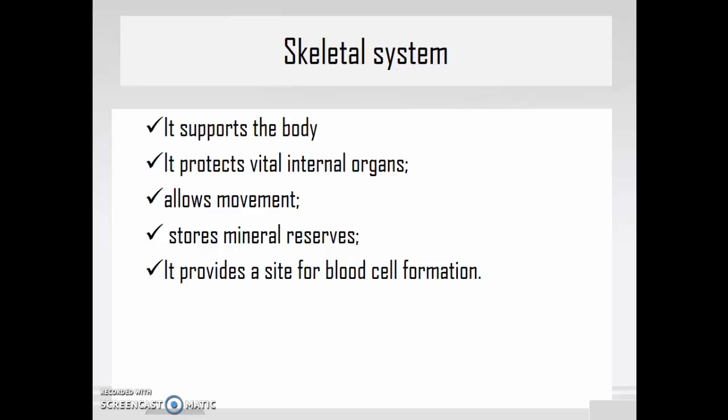It protects vital internal organs. Here they are talking about the skull, which is there to protect the brain, and the rib cage, which is there to protect the lungs. It allows movement by interacting with the muscular system. It stores mineral reserves, and it provides a site for blood cell formation. Here they're talking about bone marrow. We are going to learn about it in detail in our upcoming slides. So now let's move to the next slide.